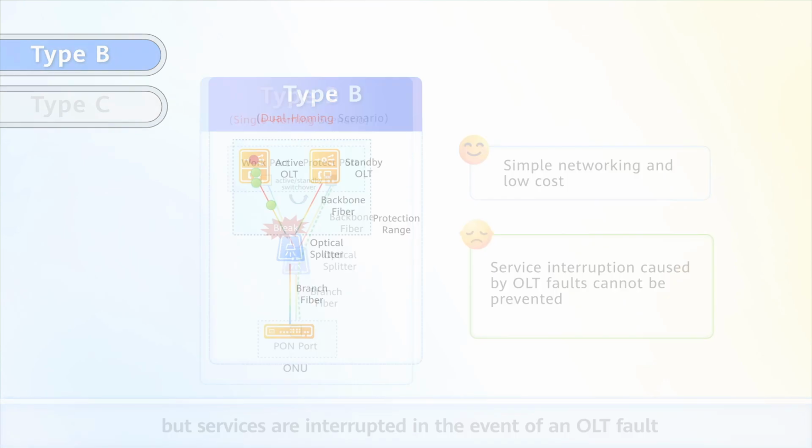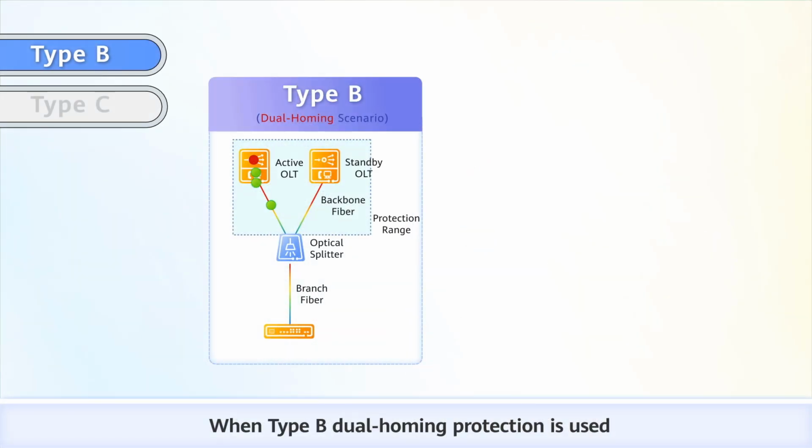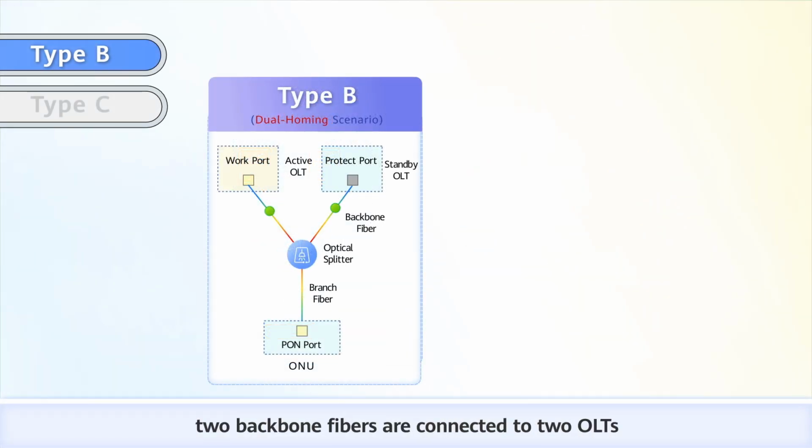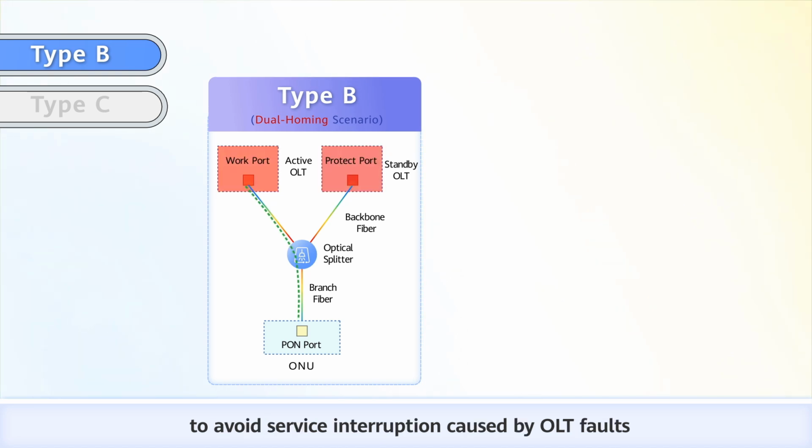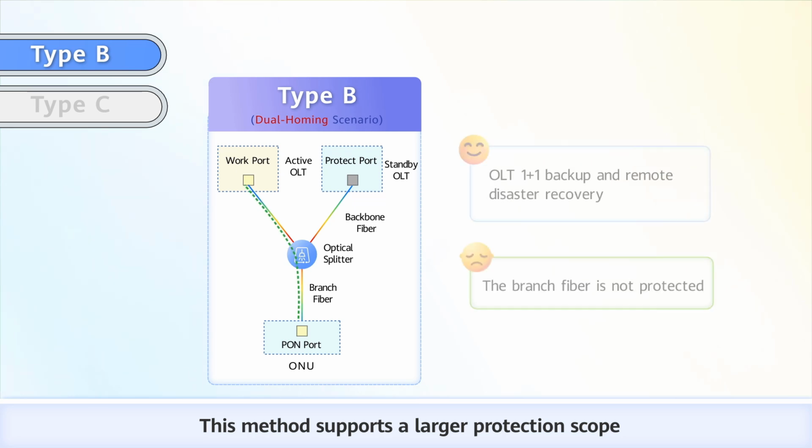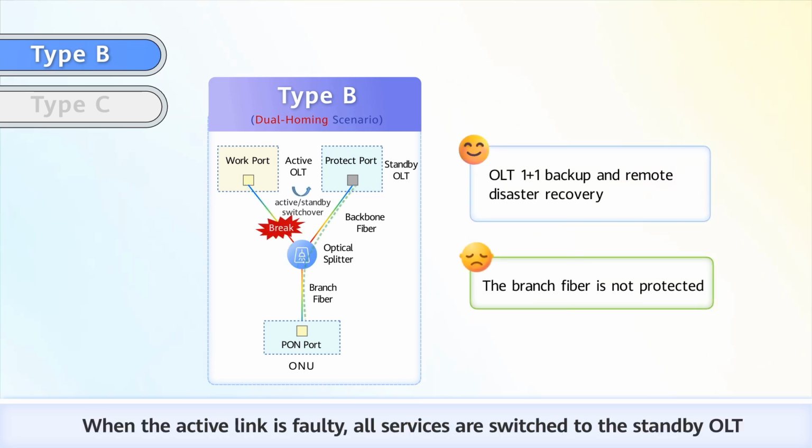OLT fault. When Type B dual homing protection is used, two backbone fibers are connected to two OLTs to avoid service interruption caused by OLT faults. This method supports a larger protection scope. When the active link is faulty, all services are switched to the standby OLT.